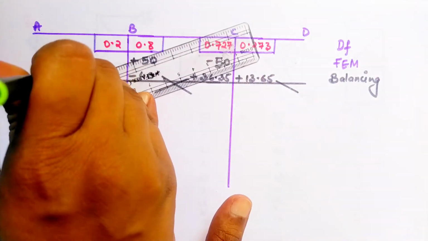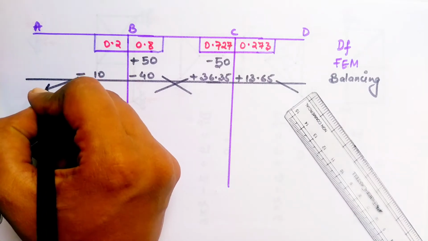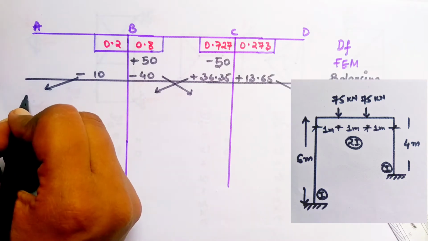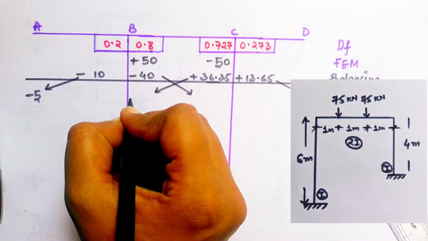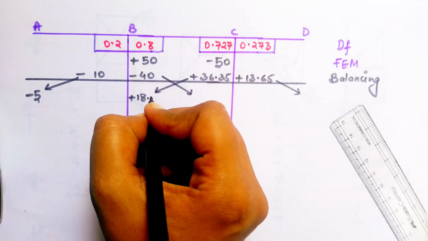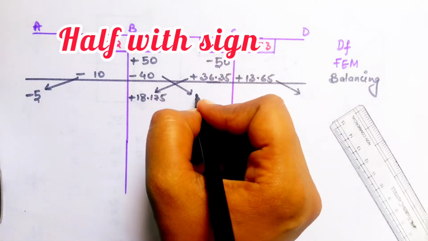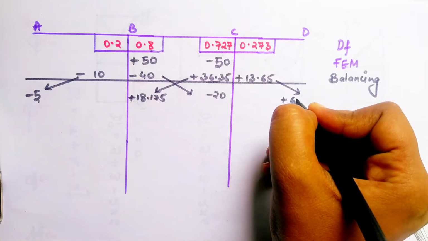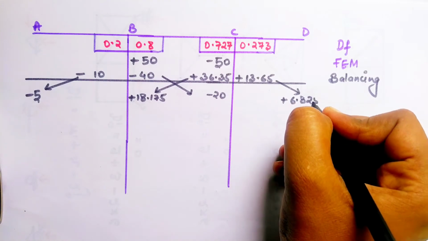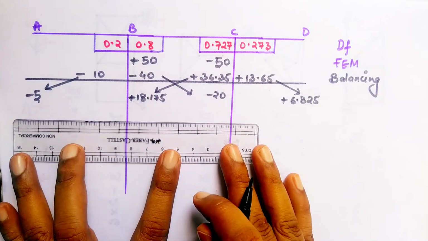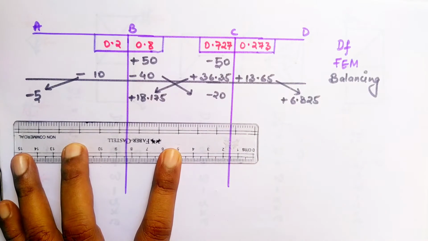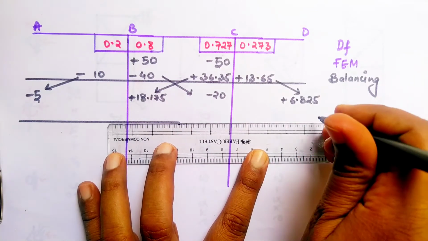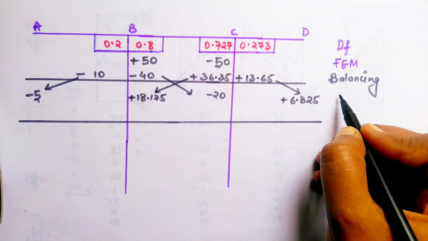The mistake students make is that they change the sign while distributing the moment. So this is the common mistake students make. We have to distribute half of the amount with the same sign to the nearby fixed member. The amount will be half, with the same sign, and to the nearby fixed member only. At hinges or rollers, we don't distribute any moment, only to the fixed members. Next step is at B support, we have positive 18 point this much unbalanced moment.